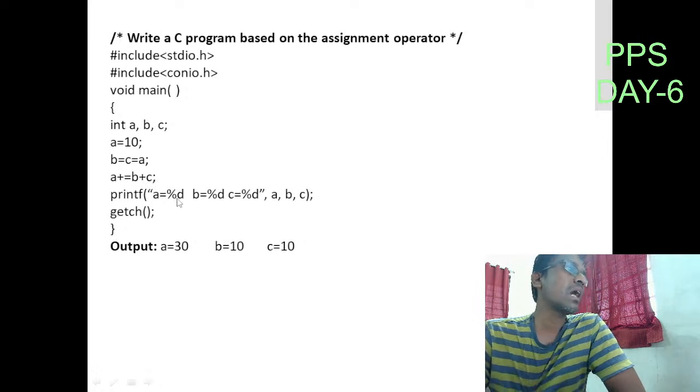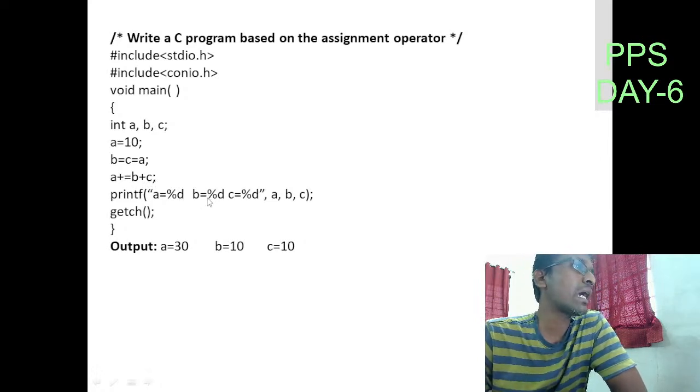So then I want to print what is the A value, what is the B value, and what is the C value. For printing variables, you have to use a printf function. If you want to read input from the keyboard, then you have to use the scanf function. If you want to display output on the screen, then you have to use the printf function. In this example, I want to print A, B, C after assigning them.